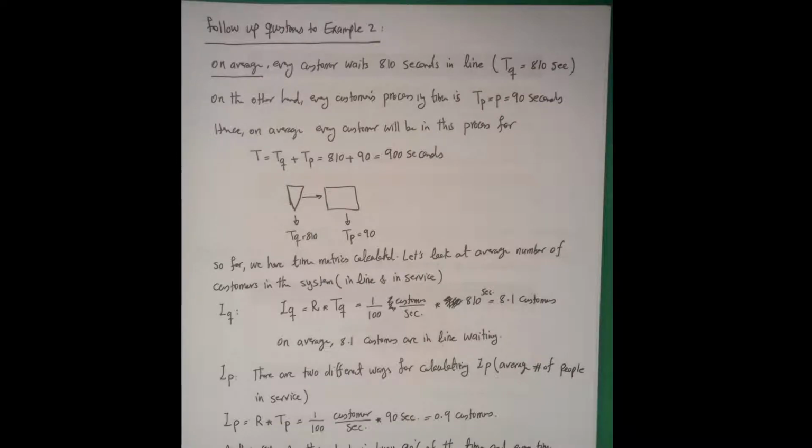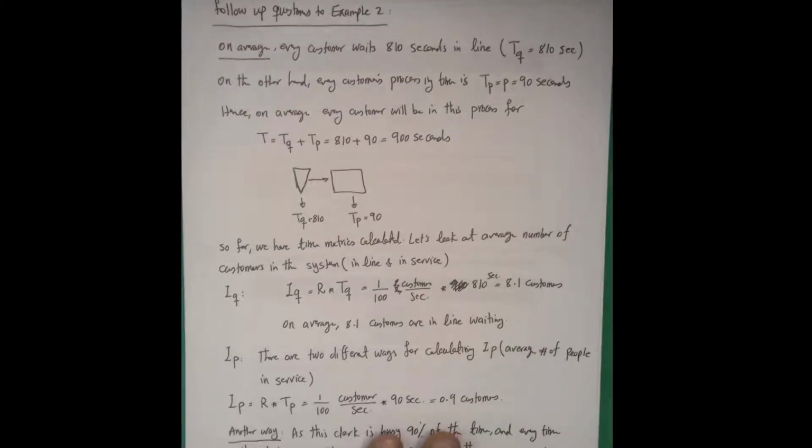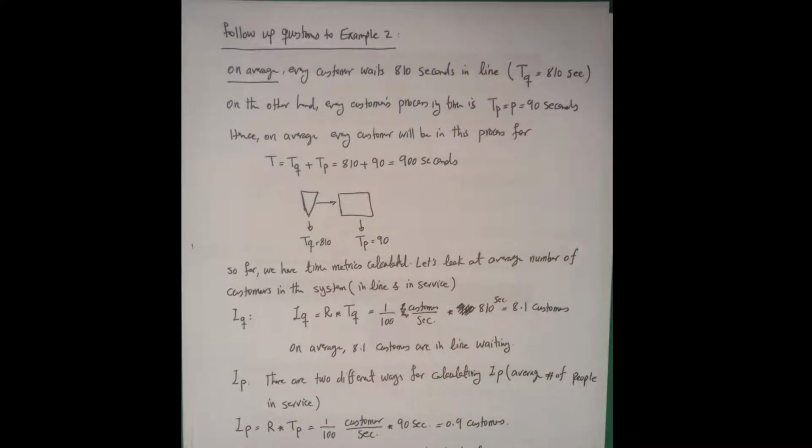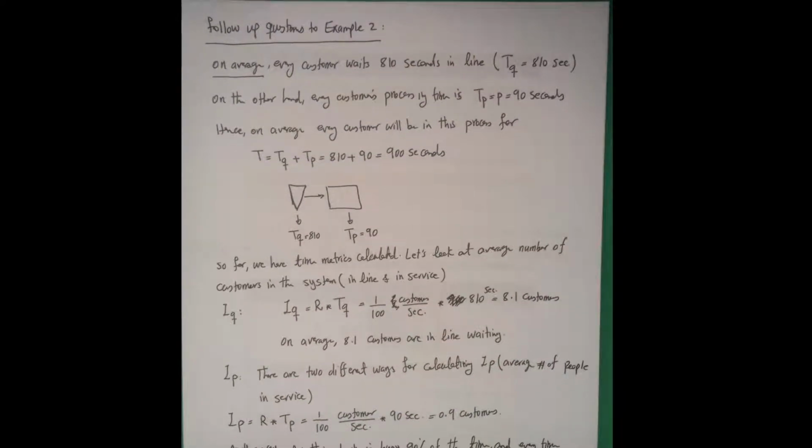Now, how many people are in this system altogether? I'm looking for I, and I is going to be equal to IP plus IQ, which is going to be equal to altogether 9 people. So this is pretty much a typical analysis of a whole system, starting from the setup and ending with calculating pretty much all metrics that we might be interested in.